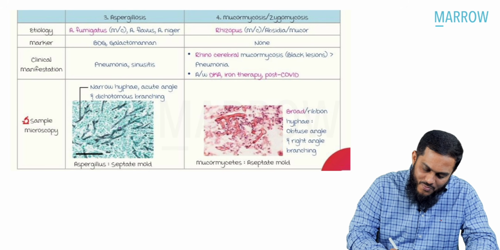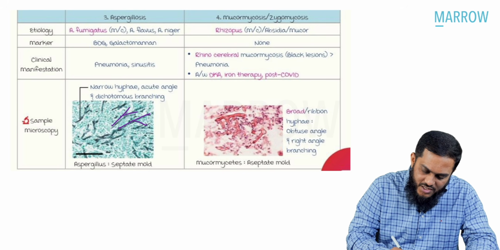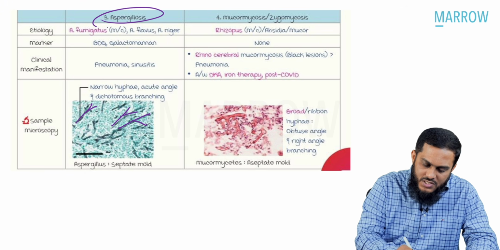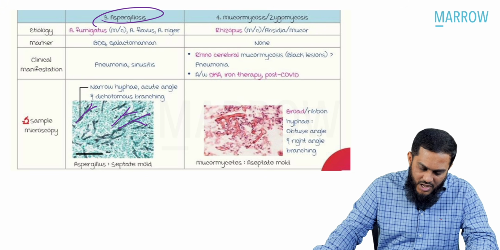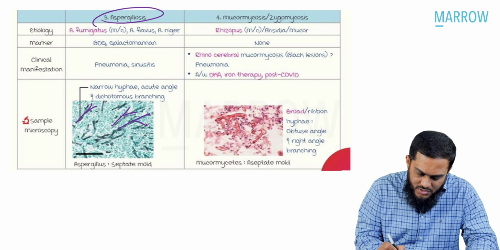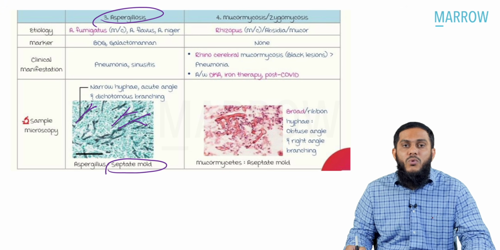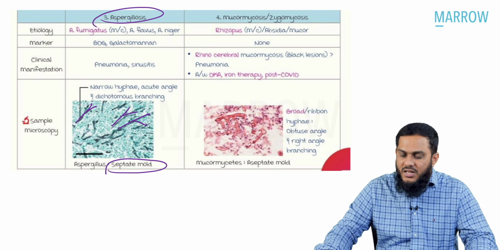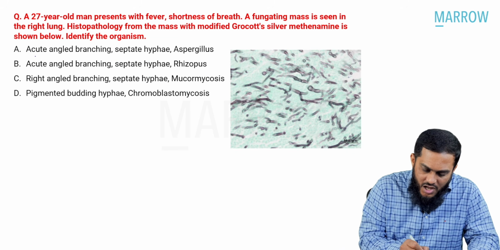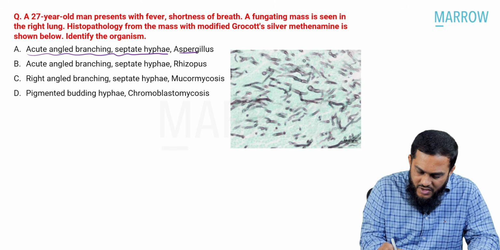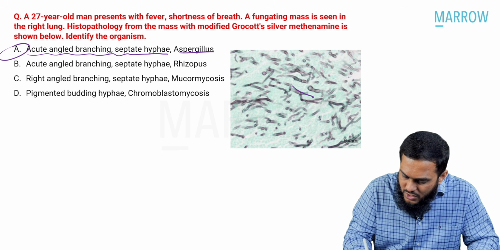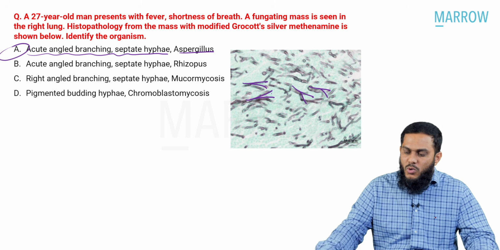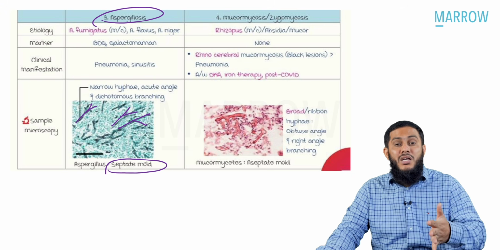Again, see the image. Sir, fungi with acute angle and dichotomous branching: Aspergillus. And it is a septate mold. See here, clearly written: septate mold, septate hyphae with acute angle and dichotomous branching. Aspergillus is the right answer. When you see the image, that is enough to say it is acute angle and dichotomous branching. Such a simple, direct question from class notes, so many times repeated.